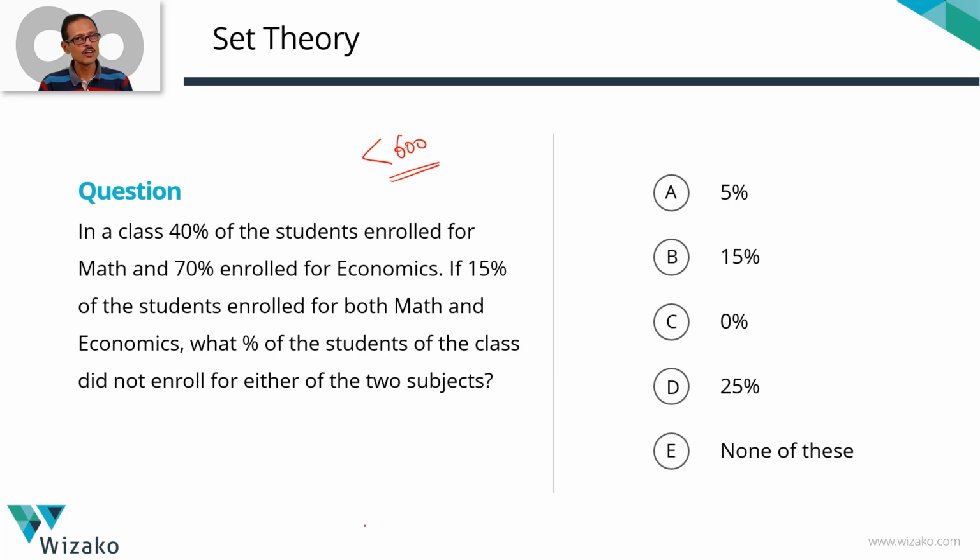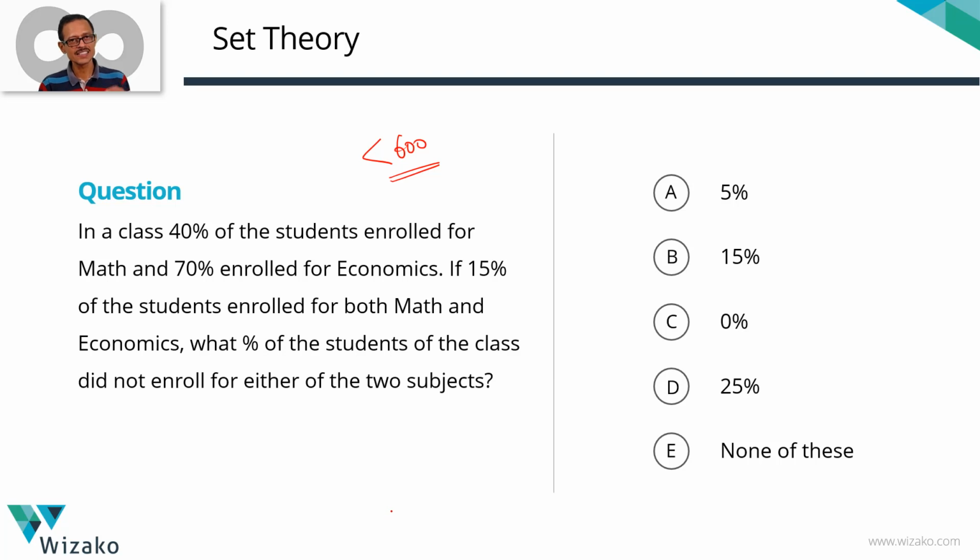In a class, 40% of the students enroll for math and 70% enroll for economics. If 15% of the students enroll for both math and economics, what percent of the students of the class did not enroll for either of the two subjects?